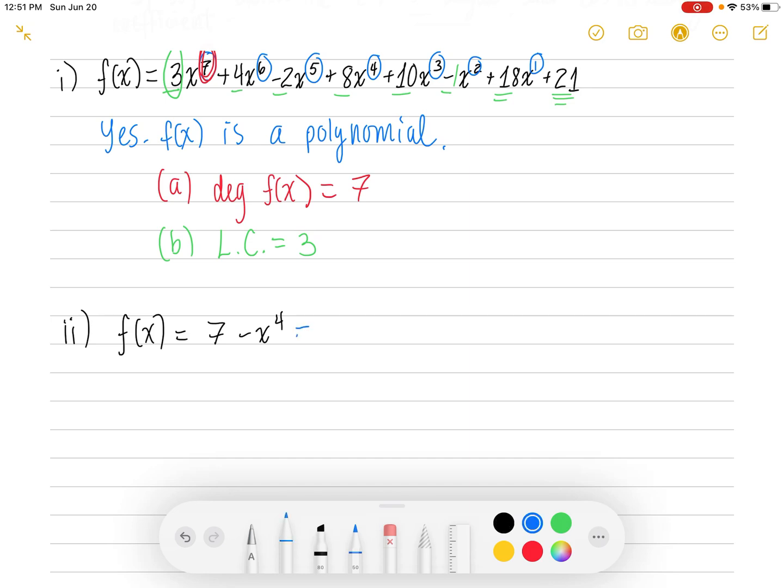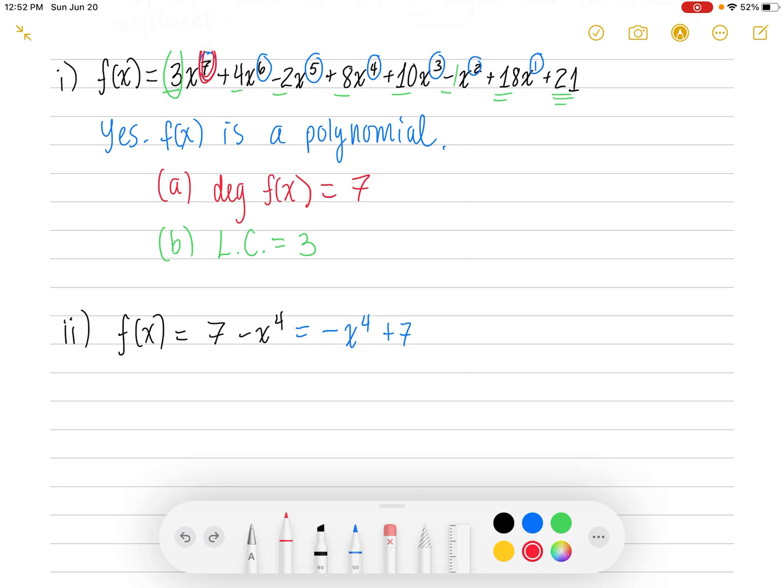Well, you can rewrite this. We're going to rewrite this in what's called descending order, where you go from the largest power to the smallest. So you write minus x to the 4th, and then you have a plus 7. If you wanted to, you could put a little x to the 0 there on that 7, but I'm not going to bother. I'm just going to leave it as a constant plus 7.